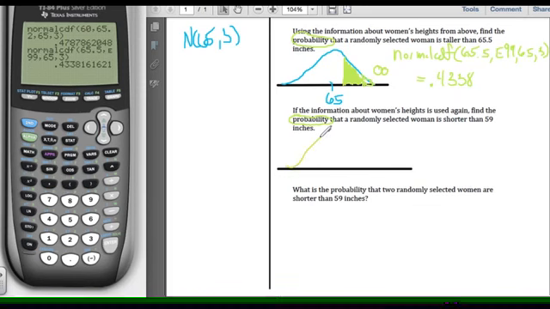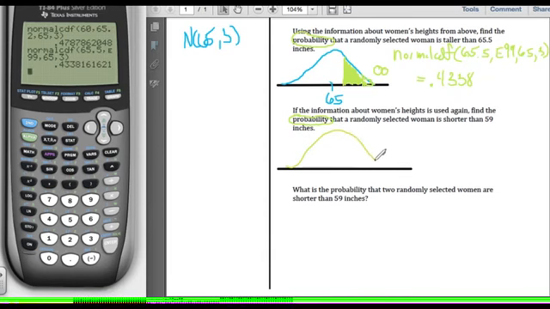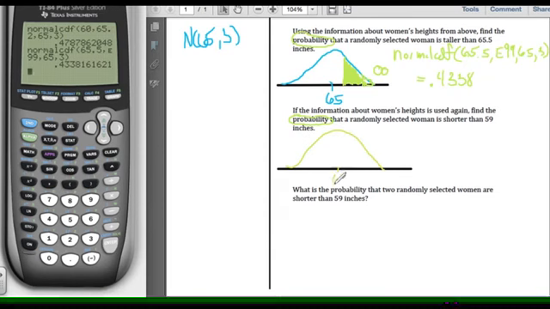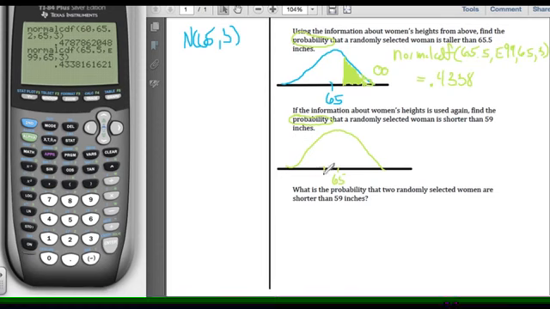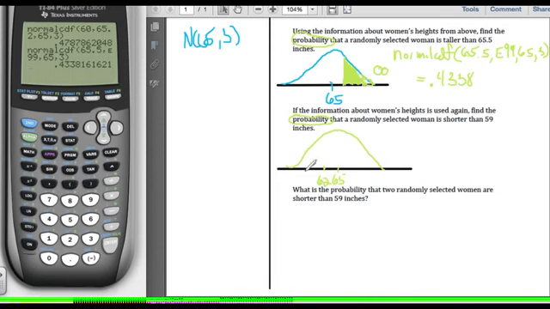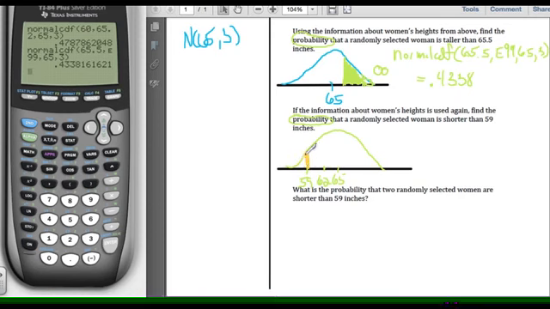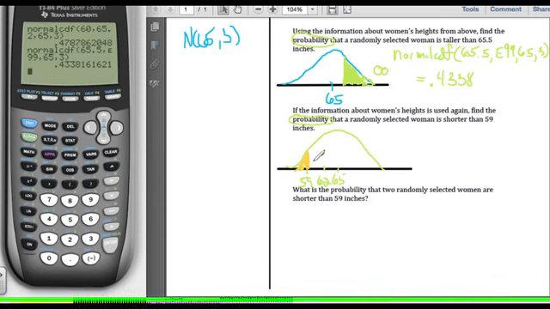So here is my normal curve, 65 in the middle. And by the way, 59 would be considered an outlier. If you go down a standard deviation, 3 inches, that would be 62, and a second standard deviation, that would be 59. And once you go down 2 standard deviations or more, you're in that outlier range. 59 would be an outlier. And I want women that are shorter than 59 inches. So I want all of these outliers. What's the probability that a woman's height is that low?